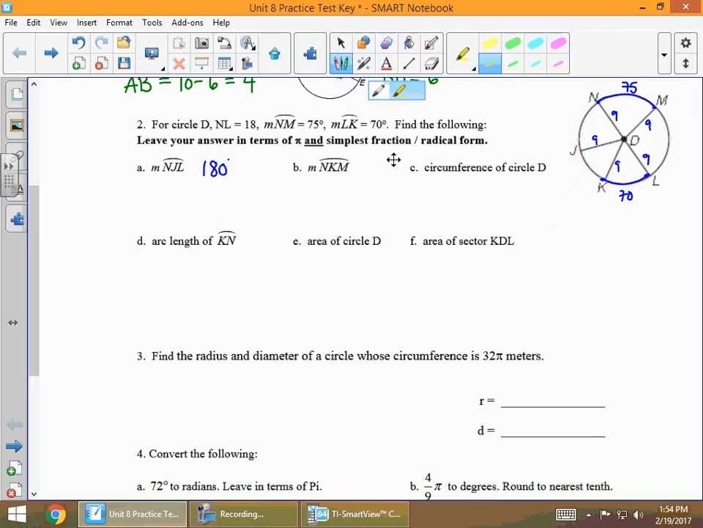The next one, measure of arc NKM. NKM. All the way around. Okay, a whole circle adds up to 360. This is everything except 75. So this will be 360 minus 75, which is 285 degrees.